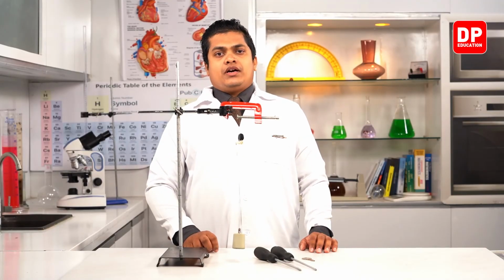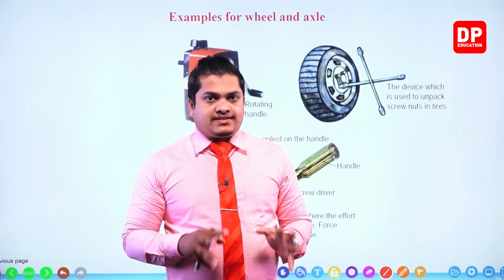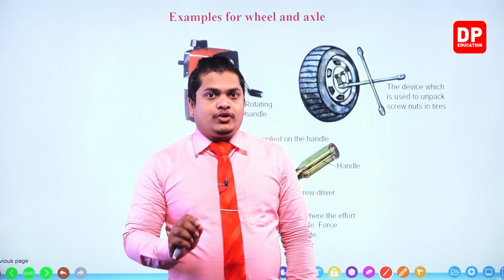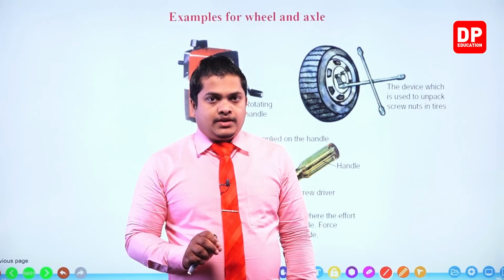So let's head on to the classroom and we'll observe the other contents in the lesson. Right, my dear children, so we have investigated the wheel and axle. Those are the examples for the wheel and axle. I hope that you got the idea about the examples related to the wheel and axle, right?